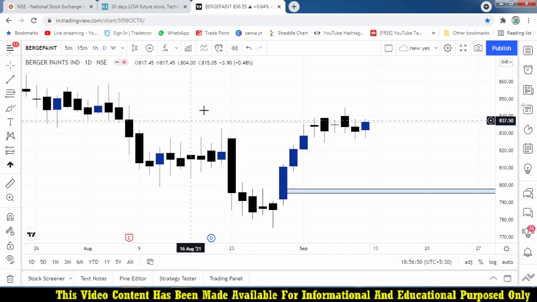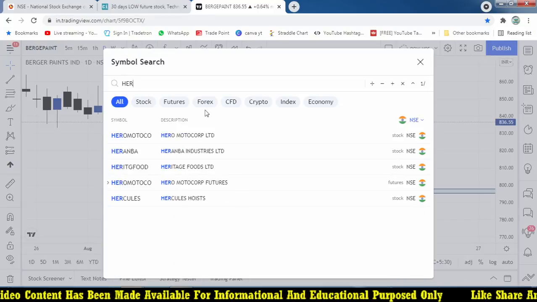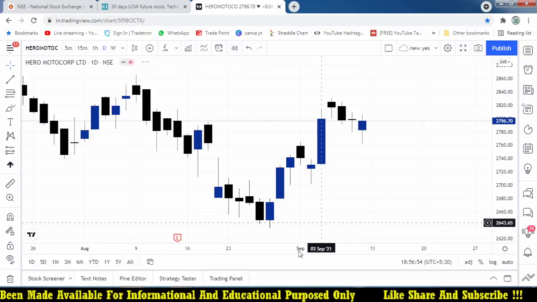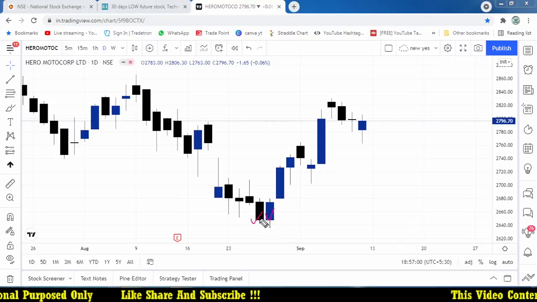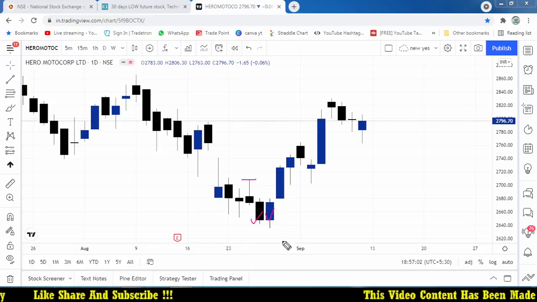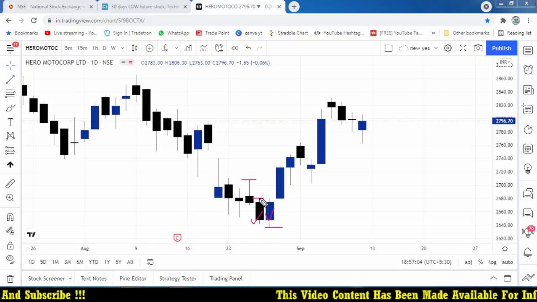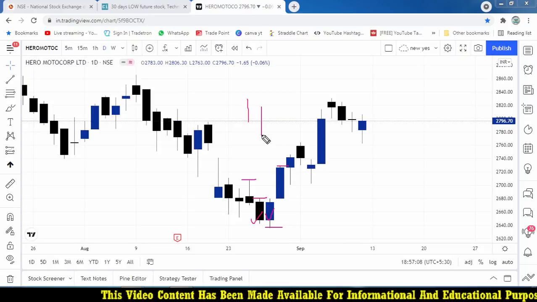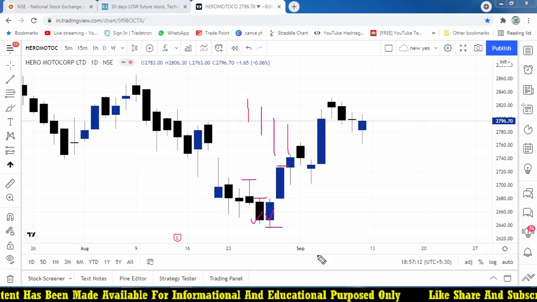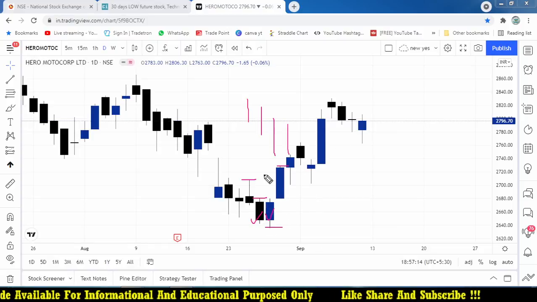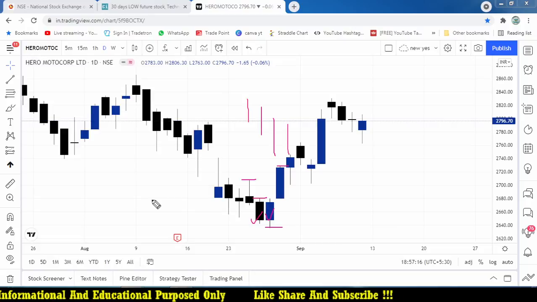Let me show you Hero Motorcorp. Hero Motorcorp is making a 30 days low at this candle as well as this candle. If you are focusing on this candle, it must close above this level, and if you are focusing on this candle, it must close above this level. Here only we got an entry. If the stock keeps moving down day by day, it will come under the scanner, but whenever it closes above the previous day's high, we are going to take a long opportunity.